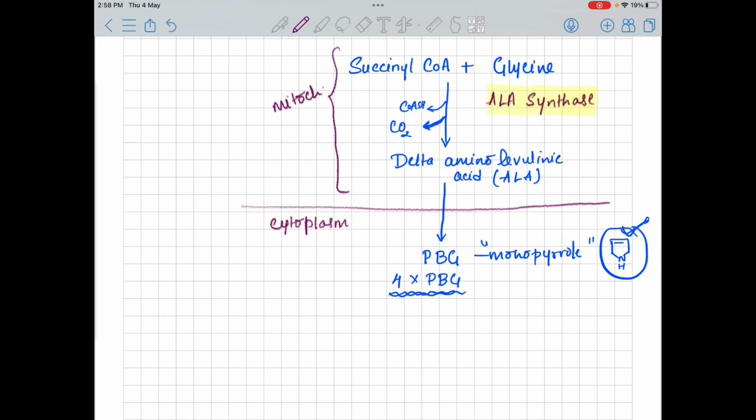Now, what is the enzyme used over here? That is important. The enzyme is ALA dehydratase. Dehydratase indicates there is removal of water. So this was the enzyme that was used in this step.